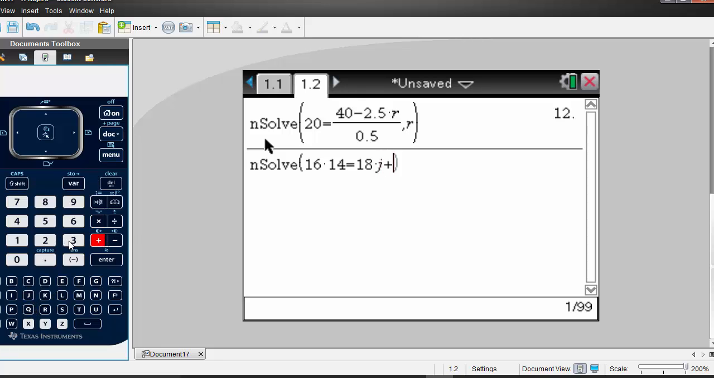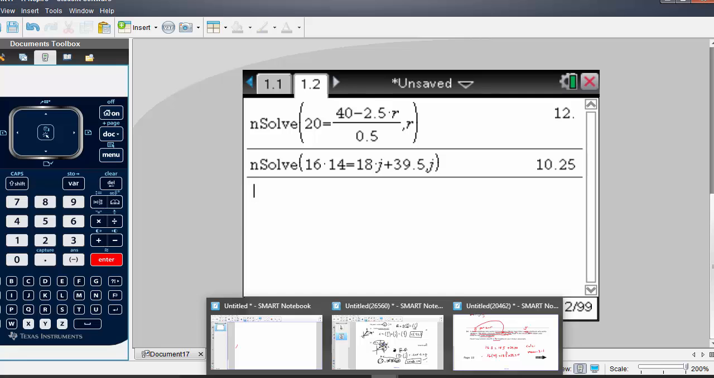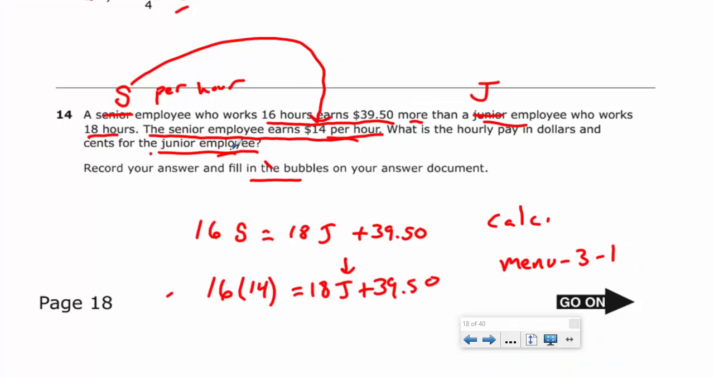And then we're going to add $39.50. That's what the equation tells me to do. Now you have to tell the calculator what you want to solve for. What I don't know is J. That's what I want to find. So tell the calculator solve for J, comma J. If you don't do this, it doesn't know what you want. So I hit enter. Apparently the junior employee's pay per hour is $10.25. So that's your solution for this question. In this particular problem, you're going to grid 10.25 into your bubble sheet there. So do that and give it a shot.